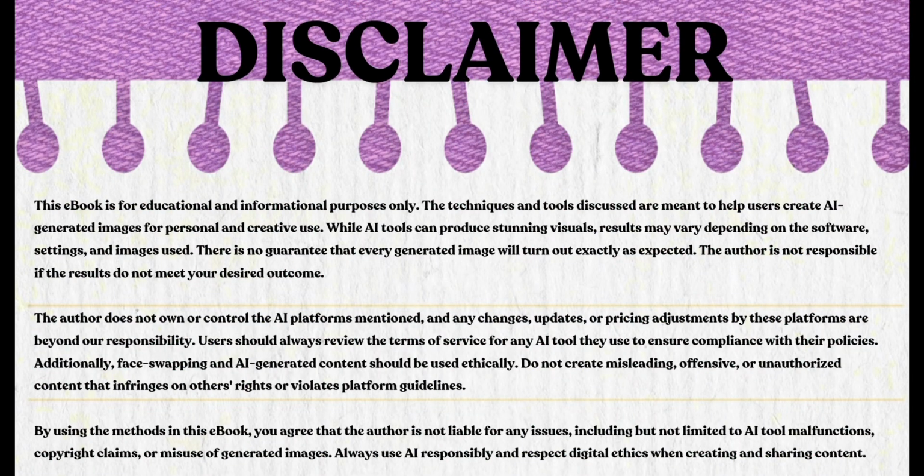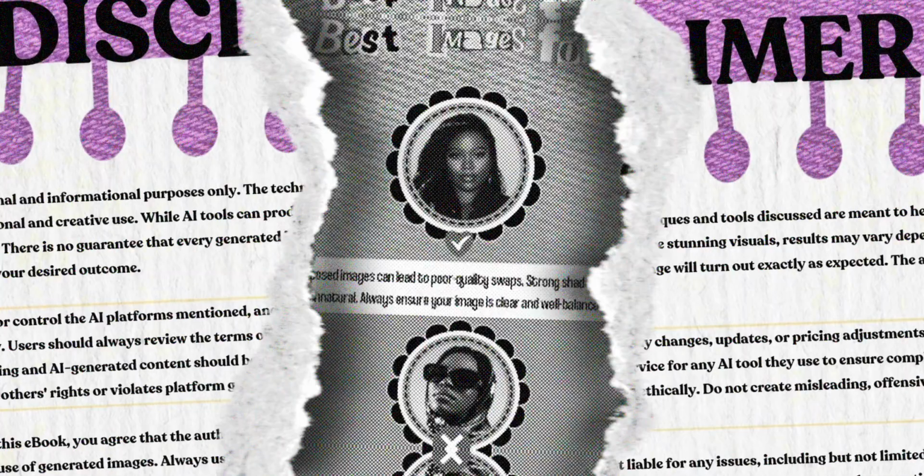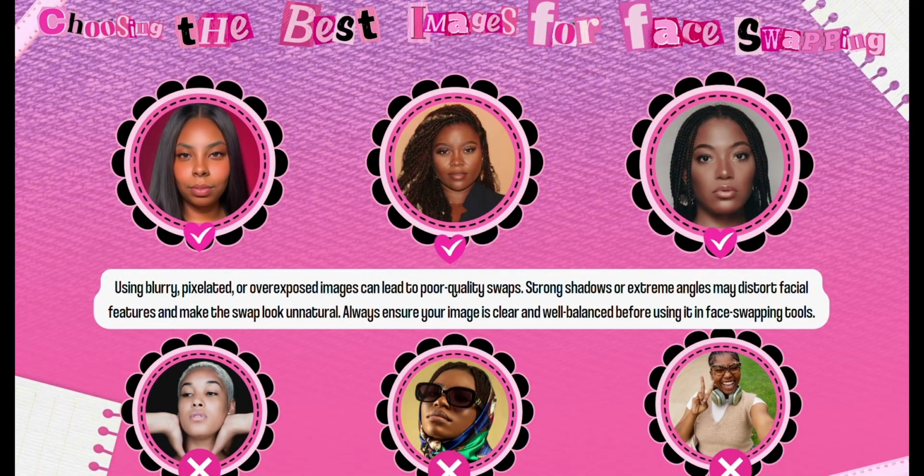So do take some time to read the disclaimer. I just wanted to go over the ebook with you and let you know that this ebook is for educational and informational purposes only. I have examples here of what type of photo to use. Do not use photos that have your hand, or you have shades on, or you have scarves, headphones, or glasses on.